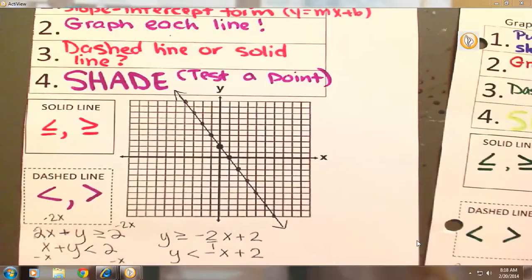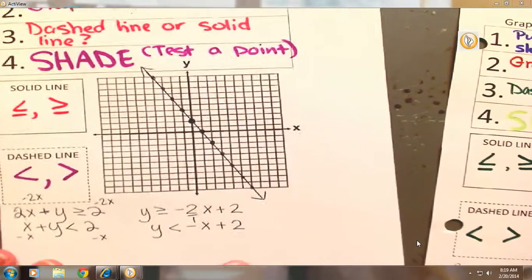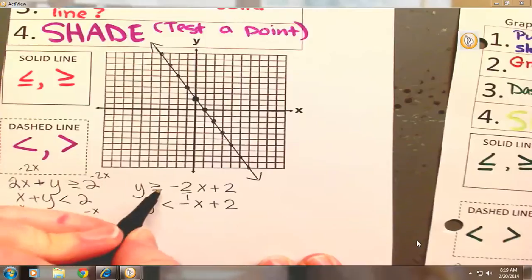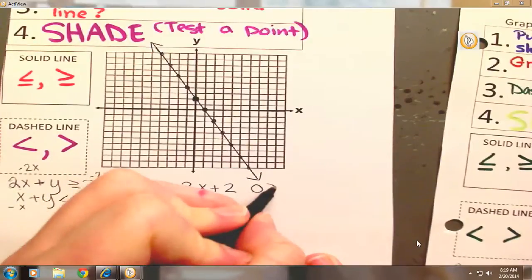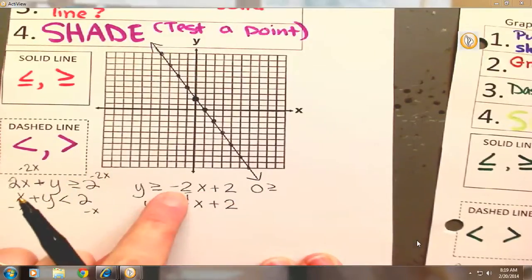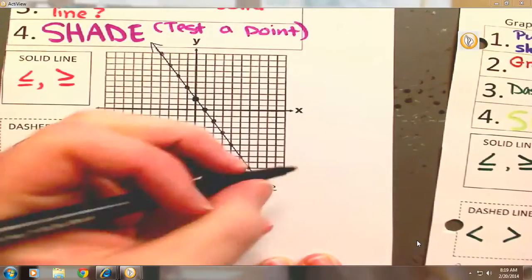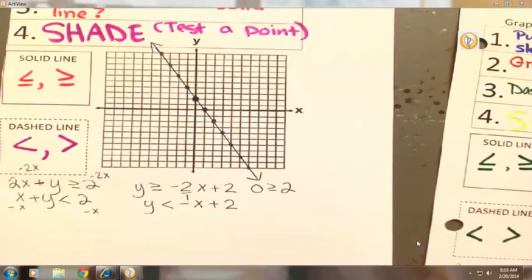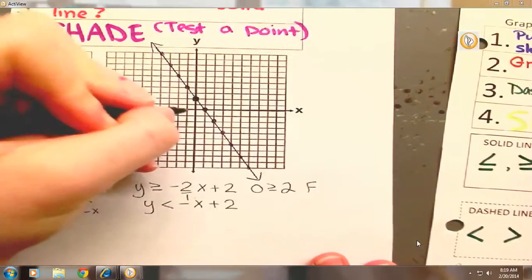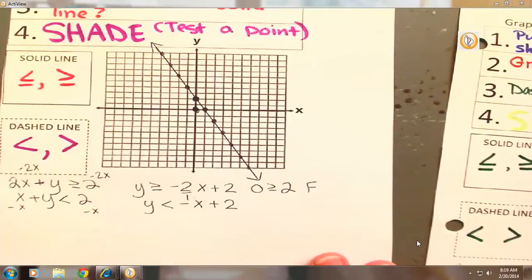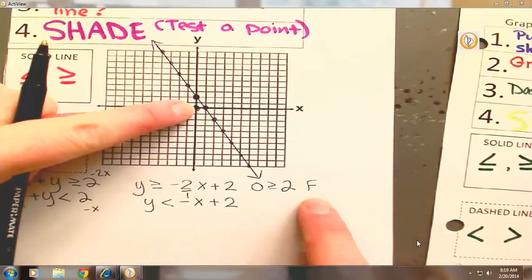Now we're not quite finished. We don't just graph the line, do we? Nope. What do we need to do? Test a point. So we're going to try 0, 0 as we've talked about before. Let's put 0 in for x and y. I'm using the first inequality. 0 is greater than or equal to negative 2 times 0, which is 0, plus 2. What's 0 plus 2? 2. So we need to ask ourselves, is 0 greater than or equal to 2? No, that's false. So I'm going to put a dot here so that I can visualize what I've got going.